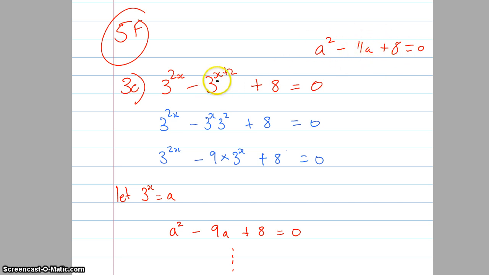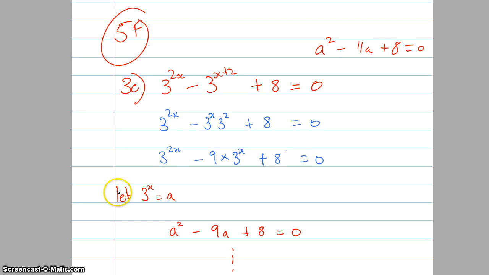This 3 to the power of (x plus 2), as you can probably see from what I've done here, whenever you add the powers up here, that means what you've done previously is you've multiplied the two bases. So I'm going to go in the reverse. I'm going to say 3 to the power of x times 3 to the power of 2, that's the same thing. And 3 to the power of 2 ends up being 9. So what I can then do is say 3 to the power of 2x minus 9 times 3 to the power of x plus 8 equals 0.